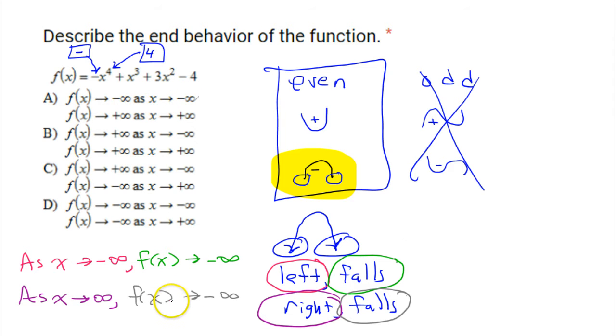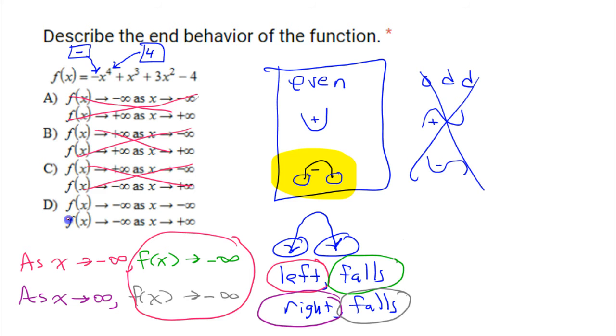Now as f of x approaches negative infinity, I need negative infinity twice on the f of x side. Let's see how many of them have that. So this one does not have negative infinity twice on the f of x side, so you can forget that. This has positive infinity, so it won't be that. This has positive infinity in there, so it must be D. It's the only one that has f of x with the two negative infinities.